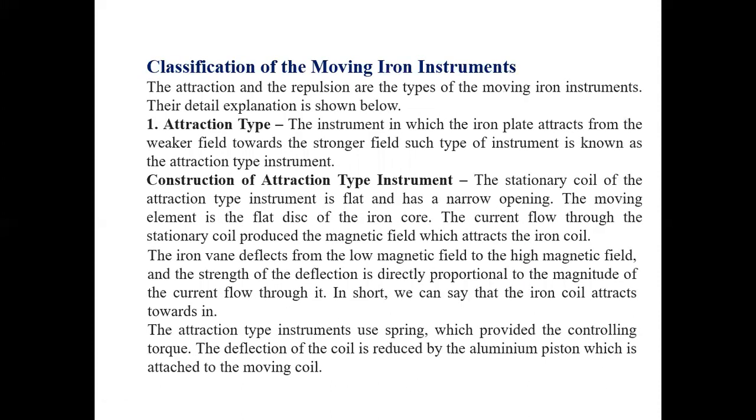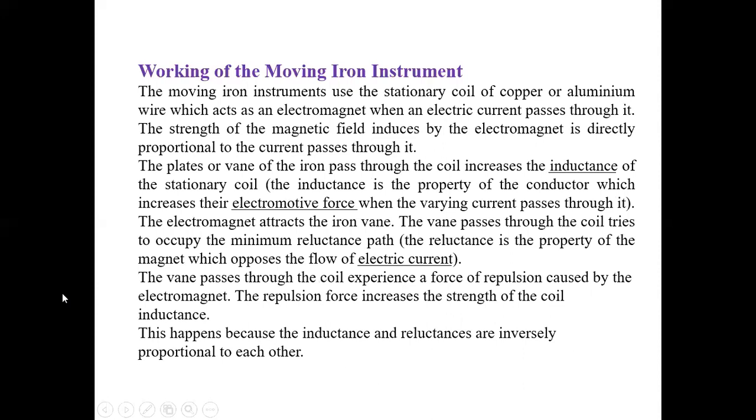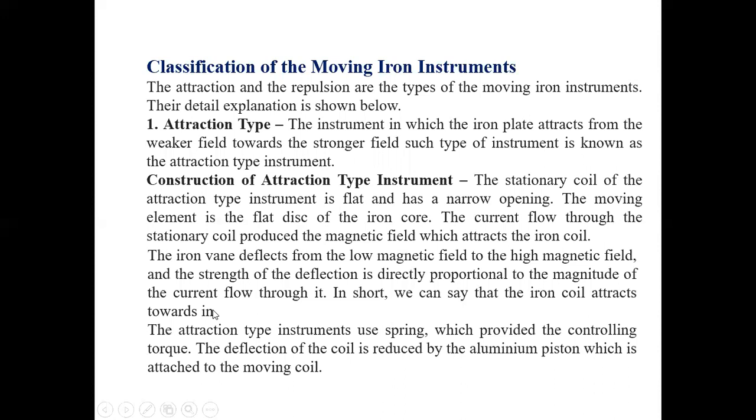The classification of moving iron instruments: there are two types. First one is attraction type and second one is repulsion type moving iron instrument. This will depend on the force of attraction and force of repulsion produced in the electromagnets and the iron piece.